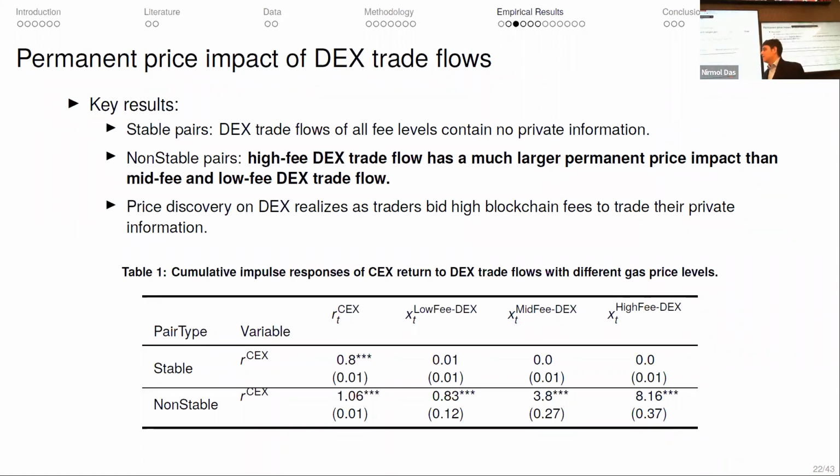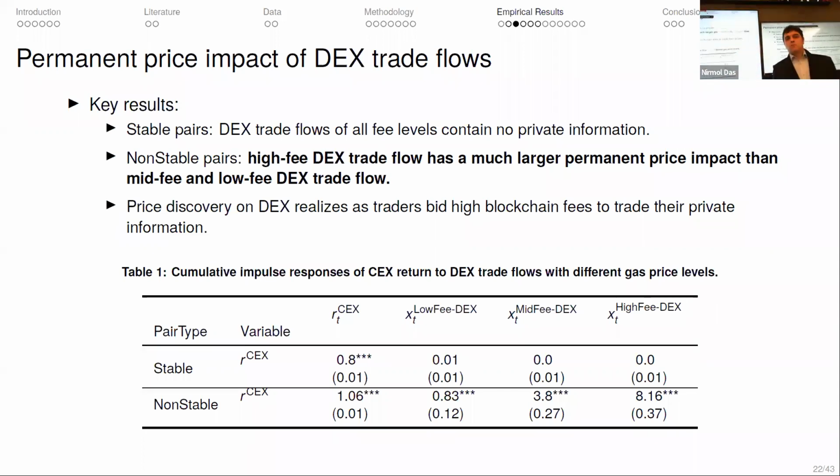What is more interesting is what happens to the non-stable pairs, the pairs of tokens which are not both pegged to the US dollar. There we can see, if we break down into low fee, mid fee, and high fee, that the aggregate price impact for high fee flows is at least 8 times as large as the price impact for low fee trade flows. So the argument is that high fee DEX trade flows have a significantly larger price impact, both economically and statistically significant, compared to the low fee DEX trade flows. Our argument is that price discovery on the DEX is realized through these high blockchain fees that are bid by the traders to exploit their private information.